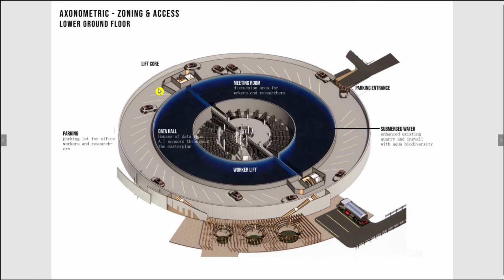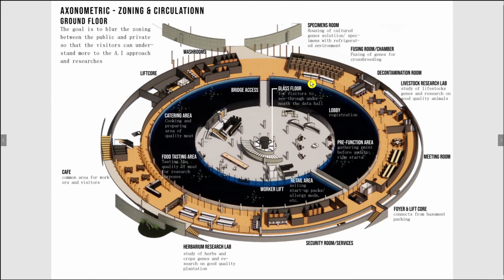So this is an axonometric view of the lower ground level. It is a one-way circulation parking to maximize space efficiency. So this is the axonometric of ground floor level. So as I mentioned, the zoning is blurred as the labs and visitor circulation is separated by see-through walls, so the visitor can understand the flow of research works. And the glass floor in the middle allow visitors to see through underneath the data hall to understand the building works.